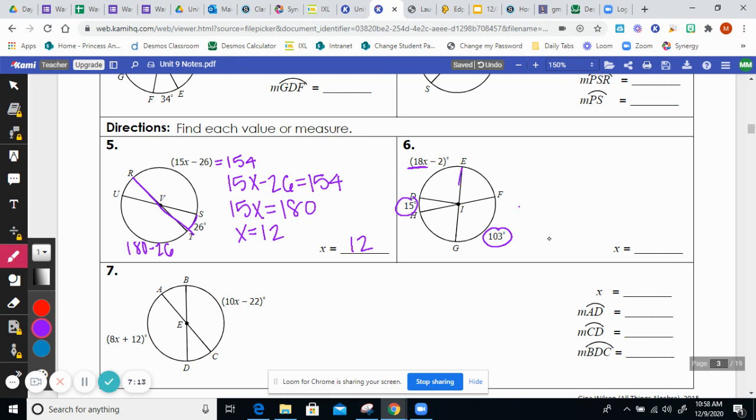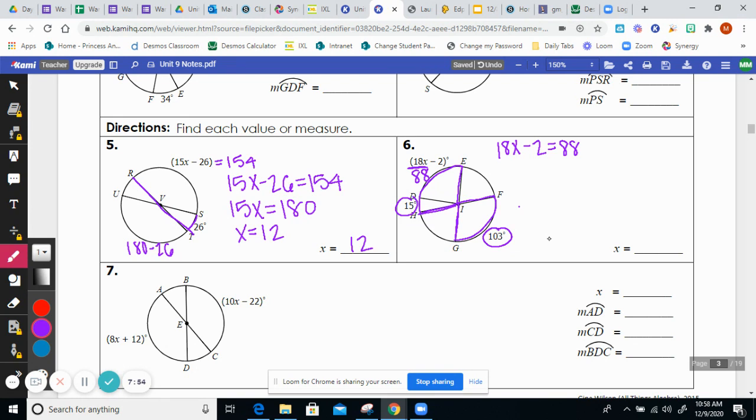We can see that these two angles right here are equal to each other, which means that arc EH and arc FG are going to be congruent. That means that this whole thing right here has to add up to 103. So I can say 18x minus 2 plus 15 equals 103, or I could just do 103 minus 15, and I find that this arc is going to be 88. So I can say 18x minus 2 equals 88, and I can solve.